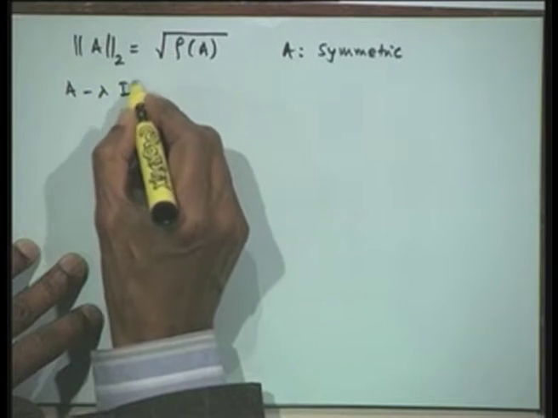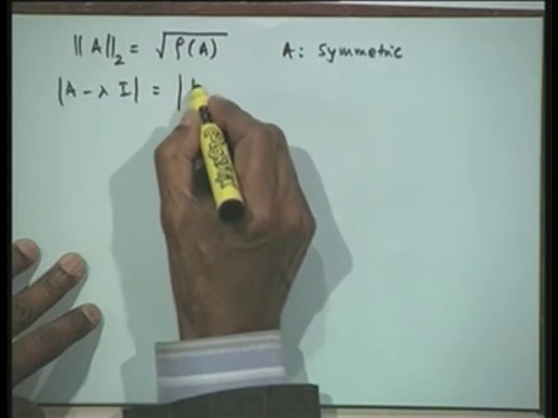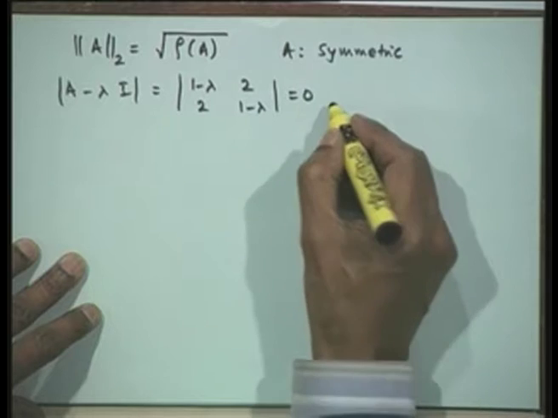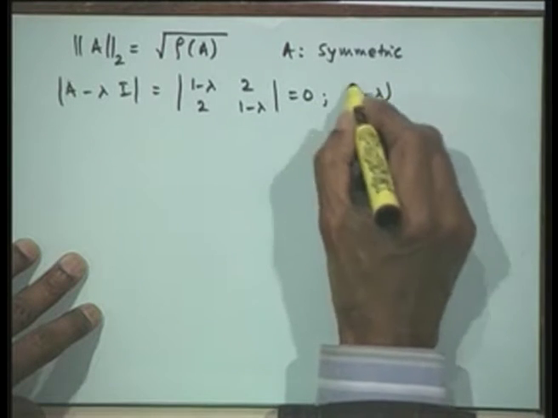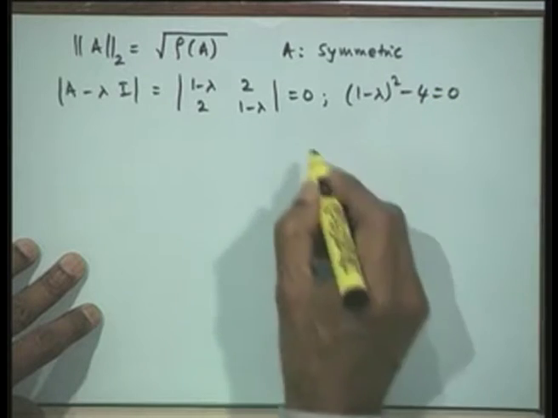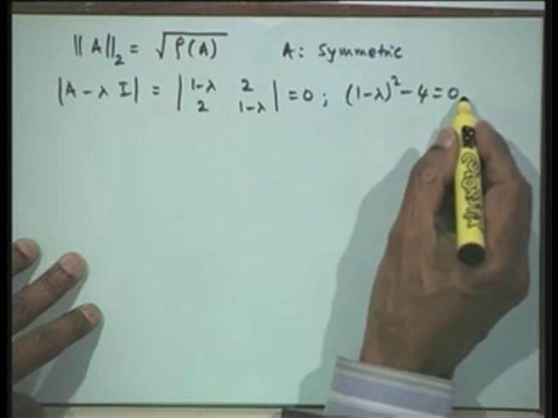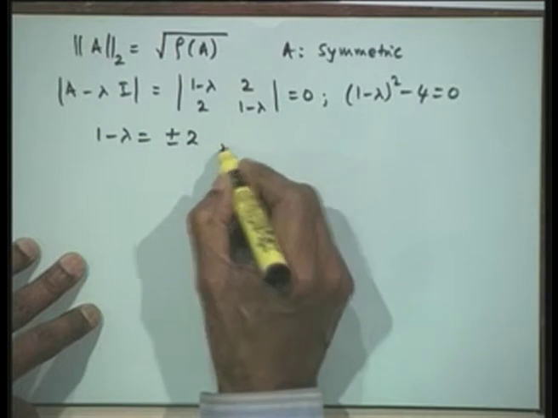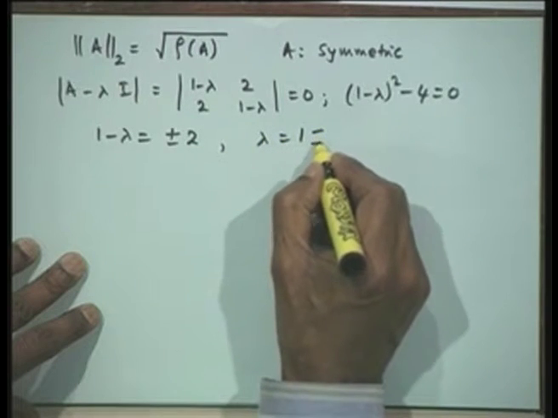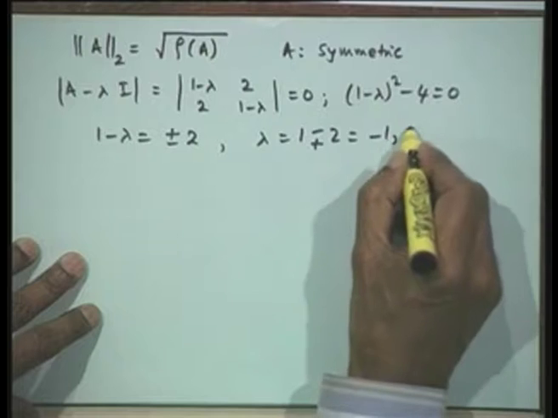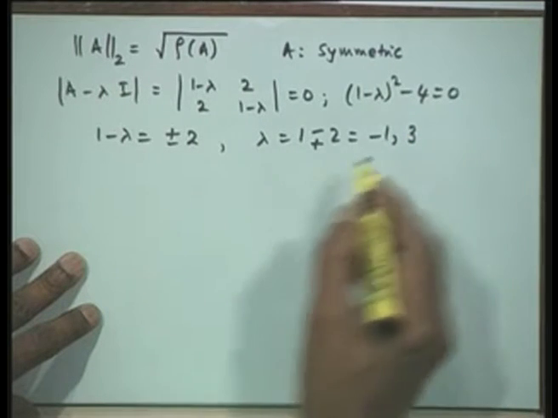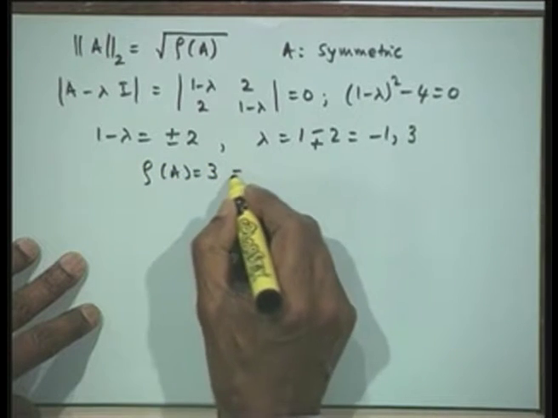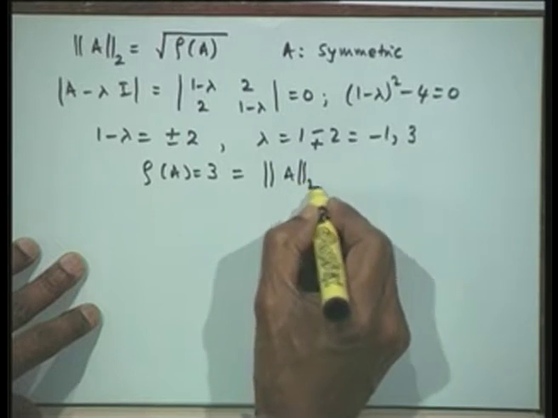So, I can find the determinant of A minus lambda I. So, I have 1 minus lambda, 2, 2, 1 minus lambda equal to 0, which gives me (1 minus lambda) whole squared minus 4 is 0. We can take 4 to the right hand side and write 1 minus lambda is equal to plus or minus 2, or lambda is 1 minus or plus 2, that is minus 1 and 3. The largest eigenvalue in magnitude is 3, therefore the spectral radius of A is equal to 3, and in this case this is also equal to the spectral norm of the matrix.